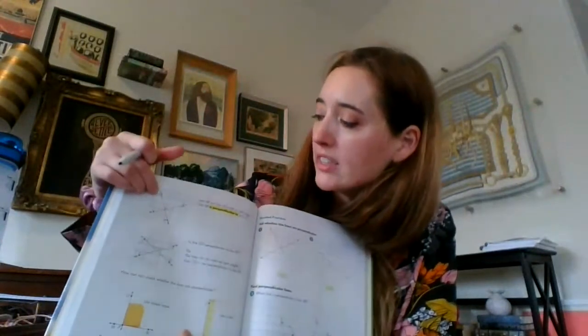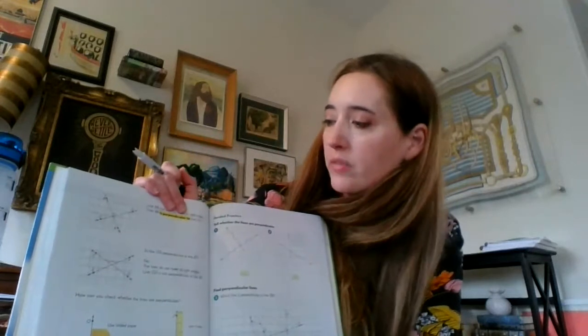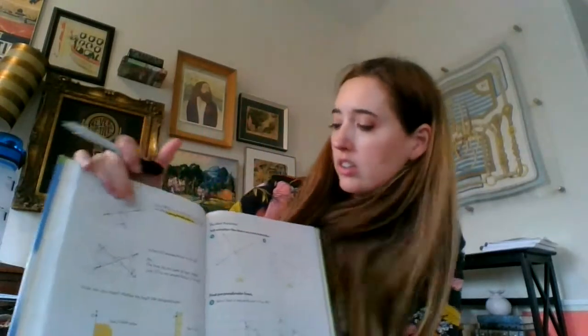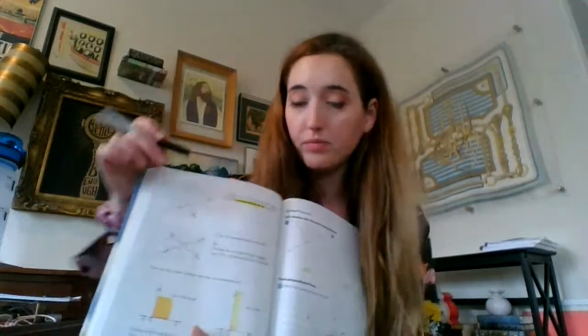So here we've got line segment AB and line segment CD that are perpendicular to each other, meaning they not only cross, but they cross at a right angle. Now, here's a question: is line CD perpendicular to line EF?